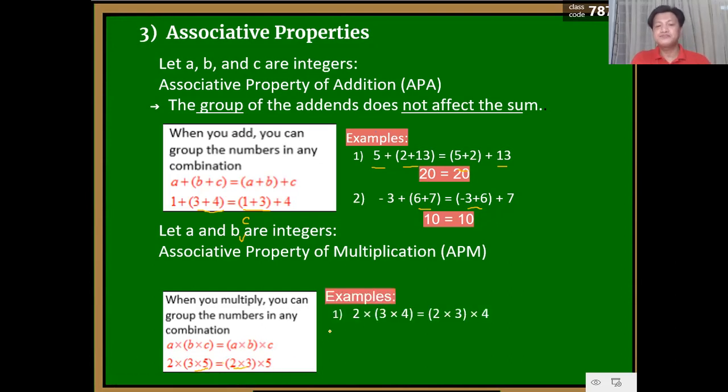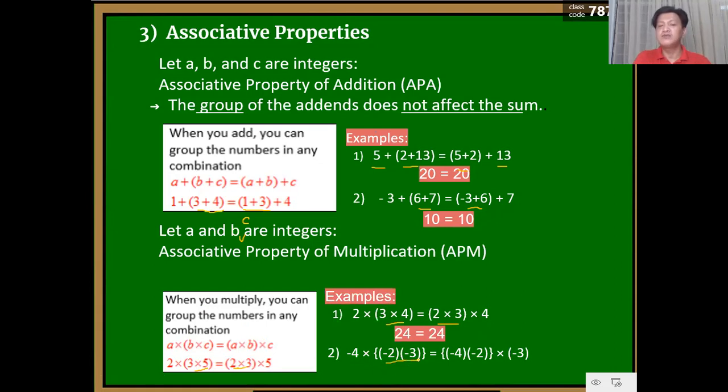Another example. Dito naman. 2 times, magkagrupo yung 3 times 4, same lang siya dito. Kaya 2 times 3 times 4. Kaya pag sinimplify natin 3 times 4, same with the product of this one. Kaya 24 siya. Another, we have negative 4 times the quantity of negative 2 times negative 3.